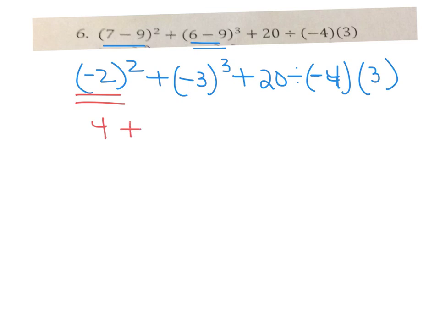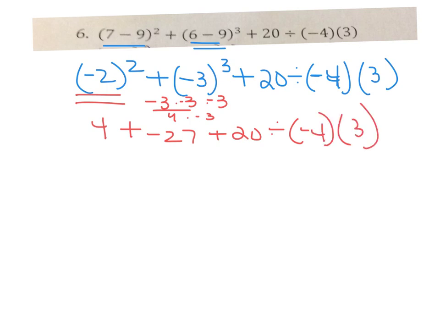Plus, now this is an odd exponent, so negative 3 cubed is not positive. That's negative 3 times negative 3 times negative 3. This is positive 9 times negative 3. That's going to be a negative 27. Okay, plus 20 divided by negative 4 times 3. Okay, so all my parentheses are done, all my exponents are done.